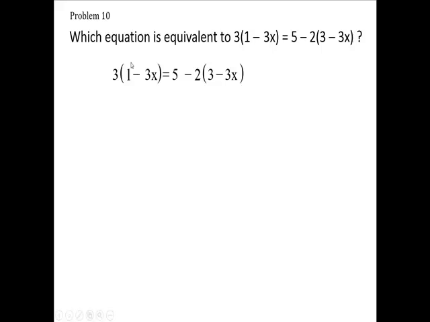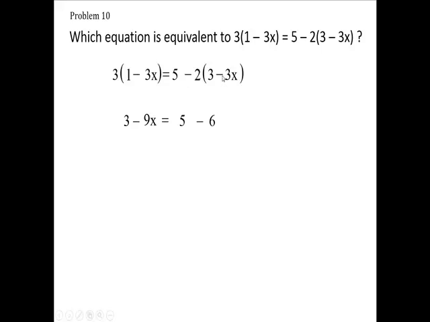So it's 3 times the difference. So we're saying 3 times 1. We're going to distribute the 3 onto the 1. 3 times minus 3x. 3 times minus 3 is minus 9. Equals 5 minus 2 times 3. Minus 2 times a minus 3x.